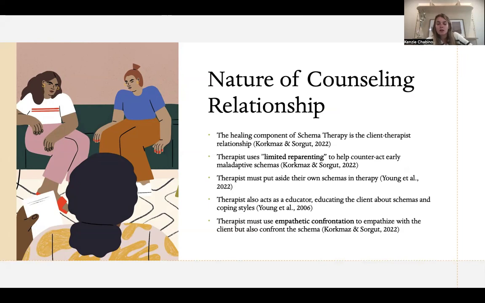The therapist also uses empathetic confrontation, which is really just a dance between being kind and warm and understanding of the hurt that the client has experienced due to their schemas, but also confronting the schema. So if we were too empathetic with the client, then we would never get to the root cause that we needed to address. And if we only got to the root cause, then our client may not be receptive to that. So we want to be able to balance both.